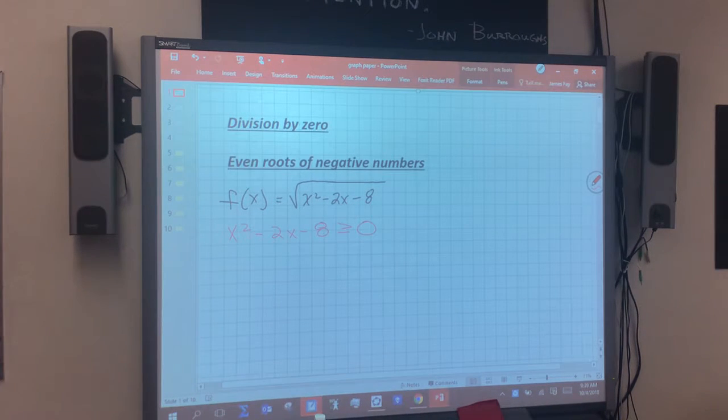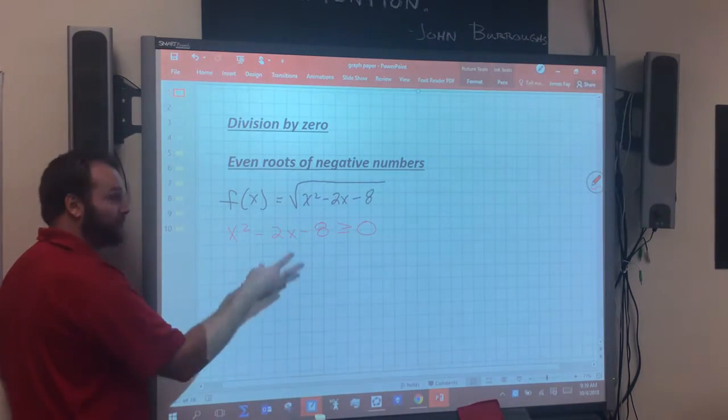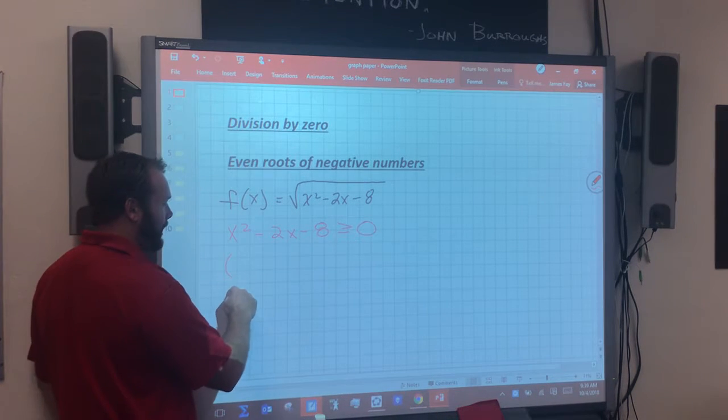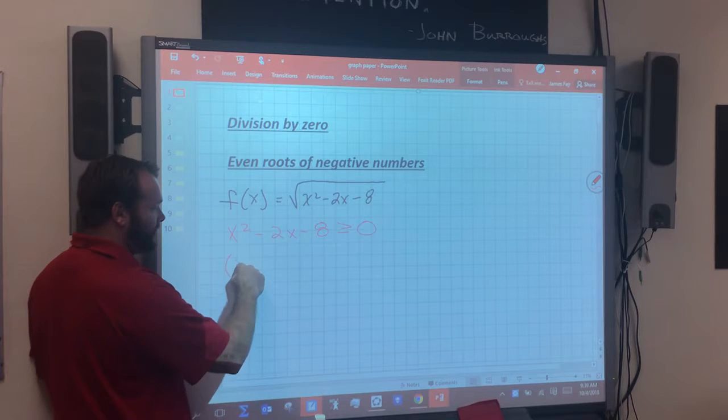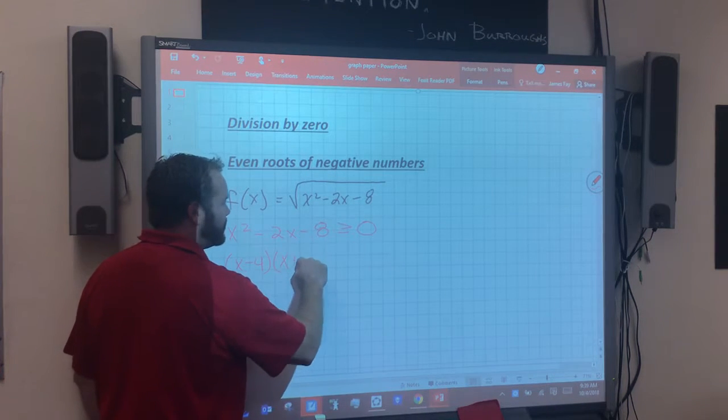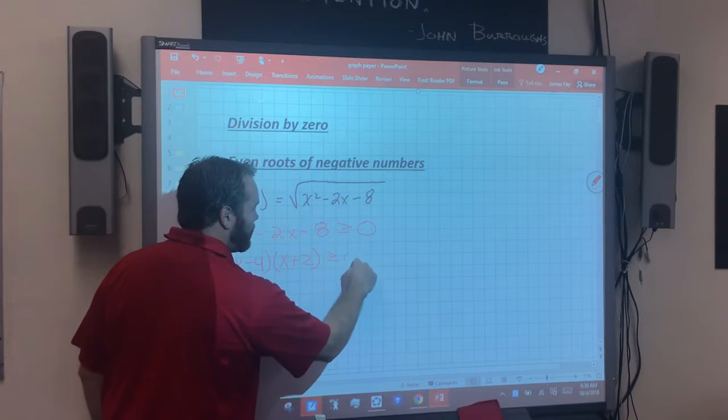Now, if you remember a couple days ago, we were talking about the end of one of our homework assignments, there were a handful of questions like this. And we had to set up a sign chart. Okay? The purpose of learning that and talking about that was so we can address this aspect of the course. So we can address domains. So what we did is we factored this. We write it as x minus 4, x plus 2, greater than or equal to 0.